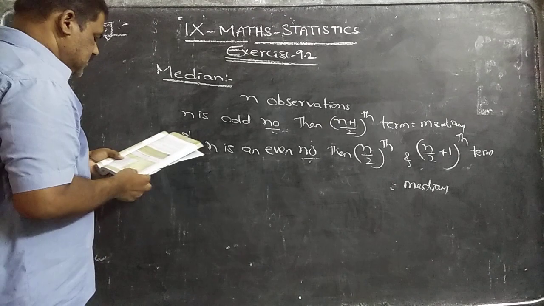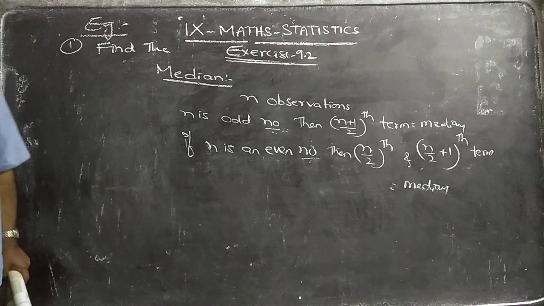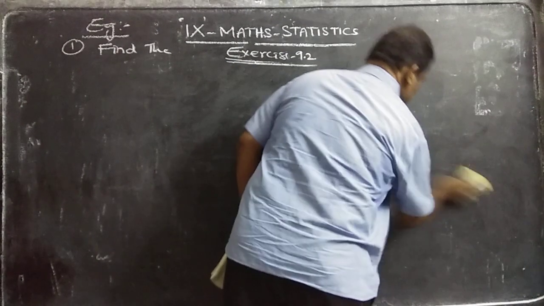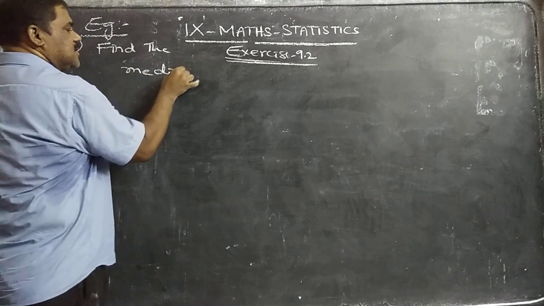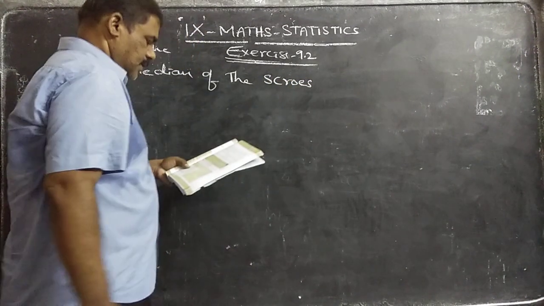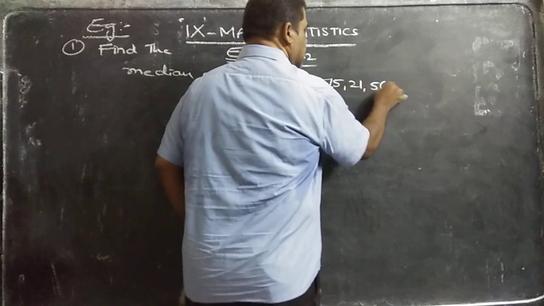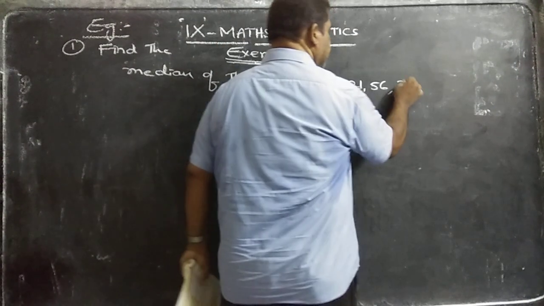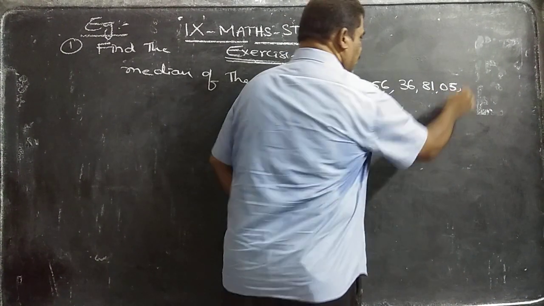Find the median of the scores. 75, 21, 56, 36, 81, 5, 42.